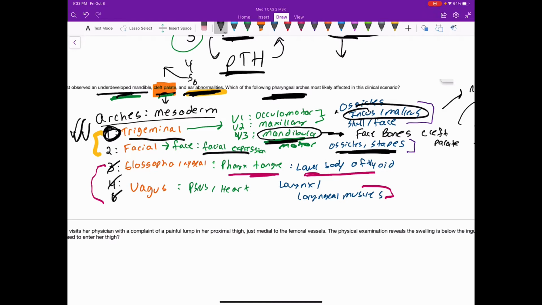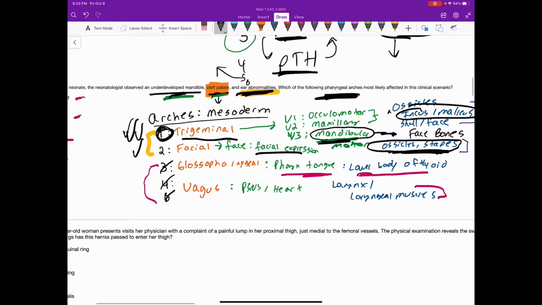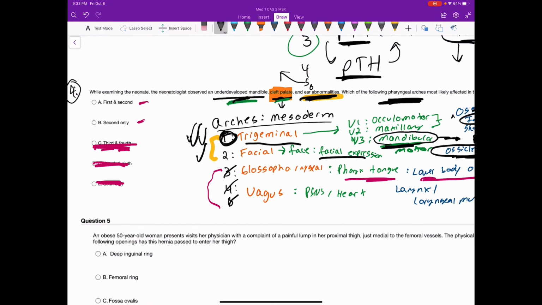What other arch can it be? Well, it could also be arch 2, right? Second arch, because we have the ossicles and the stapes. So let's go back to the answer choices. Can it be second only? Well, it can't be the second only because it needs to have to do with the palate. So we need cleft palate, and we need an underdeveloped mandible, so that's wrong.